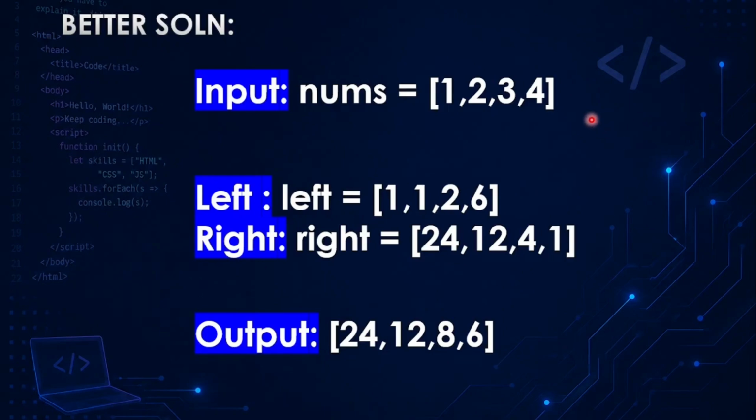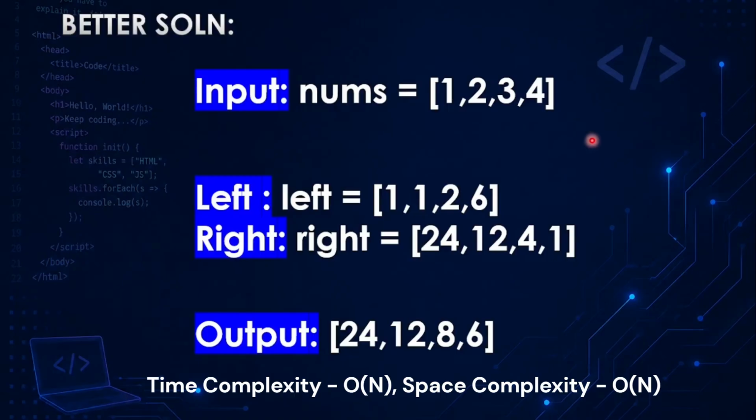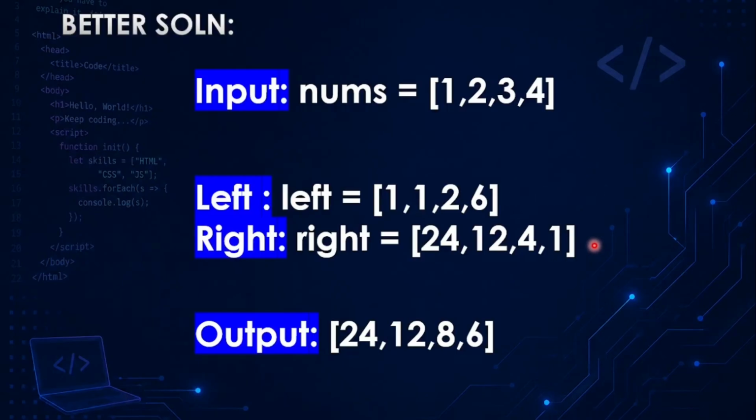So we have reduced the time complexity from big O of n square to big O of n. And the space complexity would also be big O of n. But wait, can we do even better than this? We can have an optimal solution. What if we use only a single array auxiliary space to reach our output? In short, I'm trying to optimize my space complexity from big O of n to big O of 1.